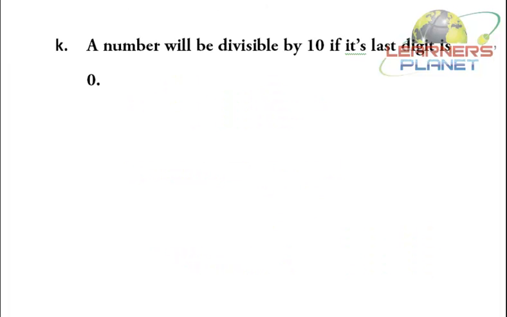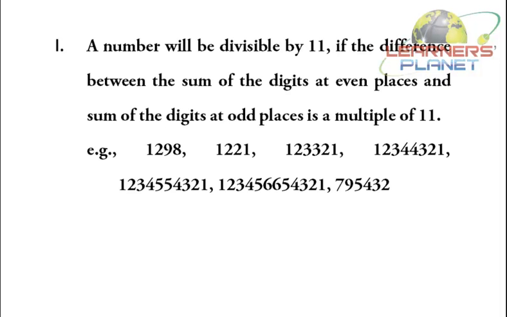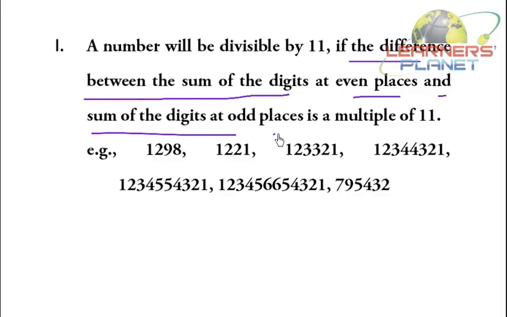Now friends, as far as the divisibility test of 10 is concerned, all of us know very well that the last digit has to be 0. If the last digit of the number is 0, the number is definitely divisible by 10. Now let's see the divisibility test of 11. A number will be divisible by 11 if the difference between the sum of the digits at even places and the sum of the digits at the odd places is a multiple of 11.